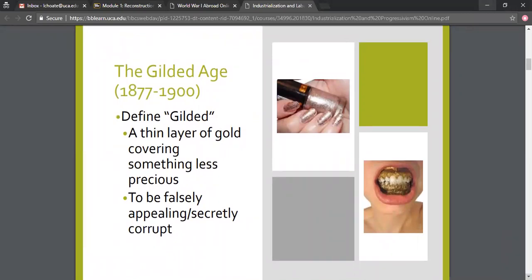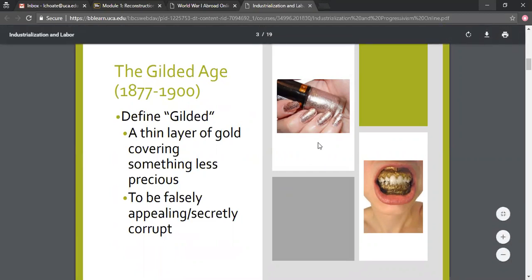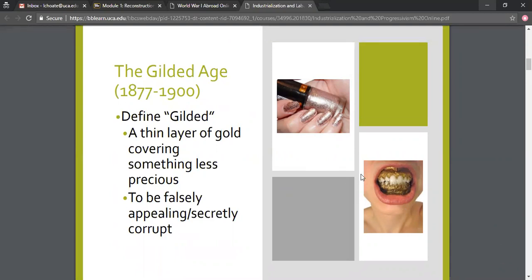Now, as I mentioned, we often refer to this time period as the Gilded Age, from 1877 to 1900. And first, before we can move on, we need to understand what gilded means. It basically means a thin layer of gold covering something less precious. When I Google searched for images that would help to describe gilded, this is what I came up with. Gold nail polish, I guess that technically qualifies. And then this image right here was just disturbing enough for me to include it. Technically, that is an example of something that is gilded.